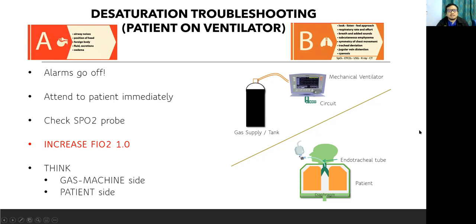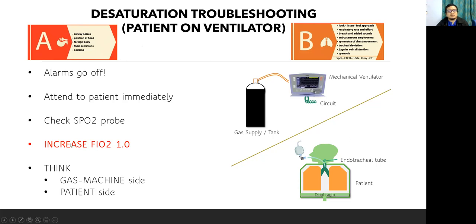So usually you will get alarms going off when a patient is on a ventilator. The patient is desaturating, SpO2 dropping from 100, 90, 80. So you have to attend to the patient immediately and check the SpO2 probe. If you see the waveform is okay, then most likely the SpO2 probe placement is correct.